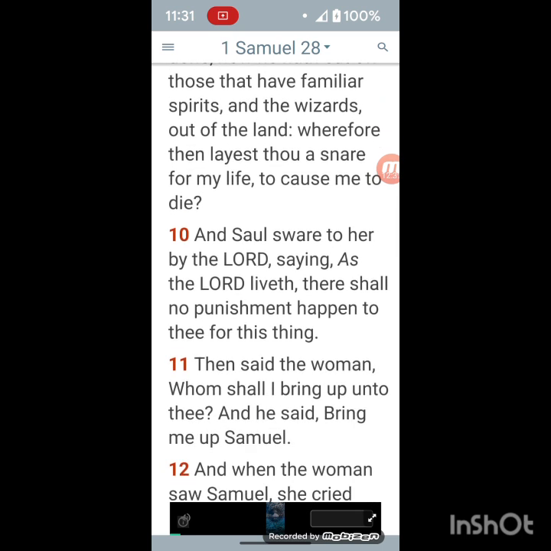Verse 10. And Saul swore to her by Yahweh Bashem Yahushai. Ooh, that wasn't smart either. Saying, as Yahweh Bashem Yahushai liveth, there shall no punishment happen to thee for this thing. And man, that hits a whole lot different now. He pretty much made the Lord a liar against his own law.